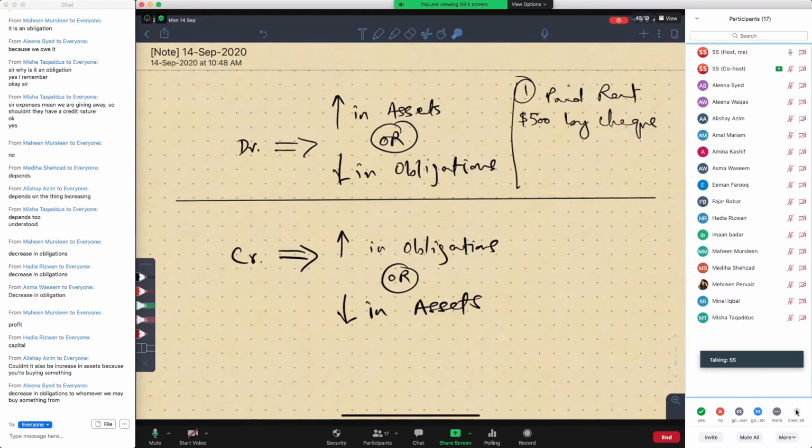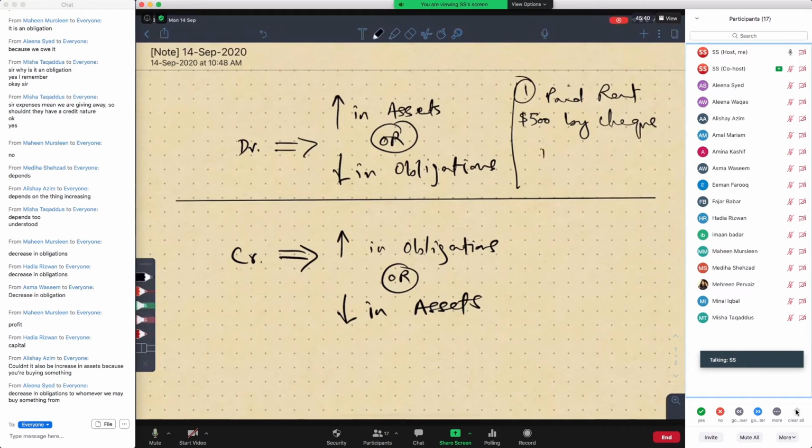So whichever way you choose to see expenses, the only conclusion you will arrive at in the end is that expenses have an inherent debit nature, right? Now let's see, how do we justify it here? One way of justifying the debit nature of expense, let me just put the entry first here.